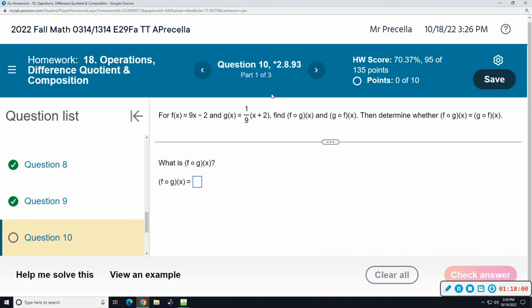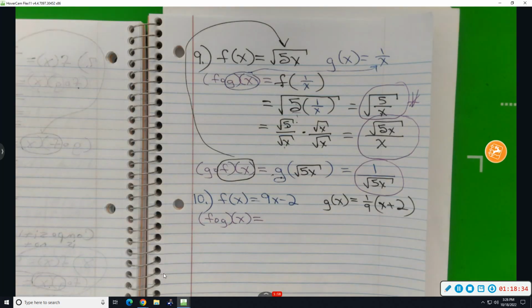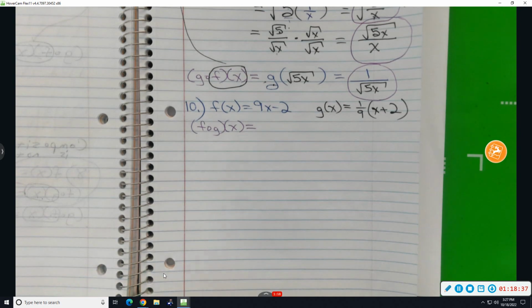Okay, number 10. We have the function f of x equals 9x minus 2 and g of x equals 1/9 times x plus 2, and we want to find f composed with g of x. Y'all getting the hang of that substitution the way we're doing here? What's my inside function?